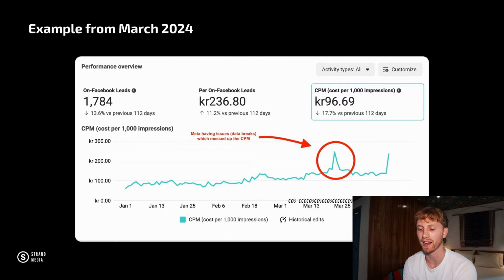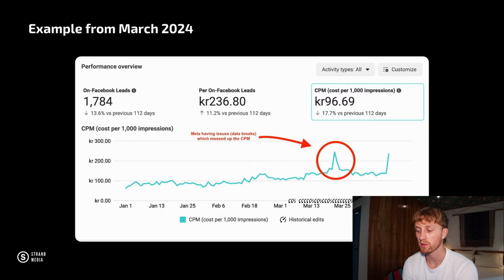Before we get into this, I just want to show you an example of what it can look like when there's something outside of your control that messes up your results. This actually happened 2 times so far this year. It happened in February and March for many of our clients. And as you can see here, at the end of March, you can see a huge spike in the CPM cost. This is the cost per 1,000 impressions. In other words, how much it cost us to show our ads to people.